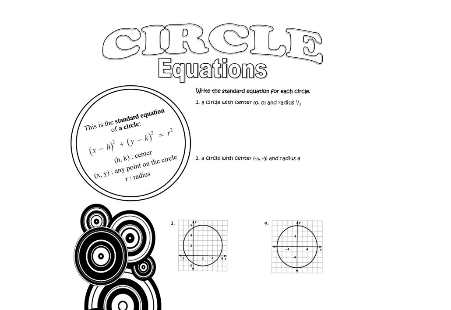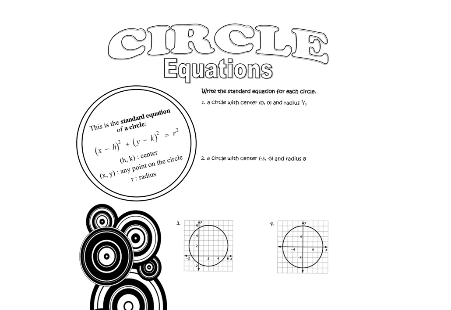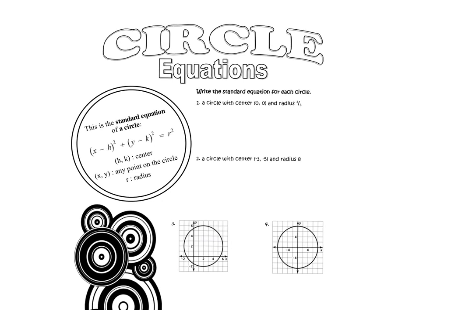So we're going to start off with the standard equation of a circle, which is (x - h)² + (y - k)² = r². The big things that we're taking away is that we have an h and a k, which are the center point of our circle. We have an x and a y, which are any point that's on the circle. And then we have an r, which is the radius of our circle. So we need all of these things to figure out the equation of our circle.